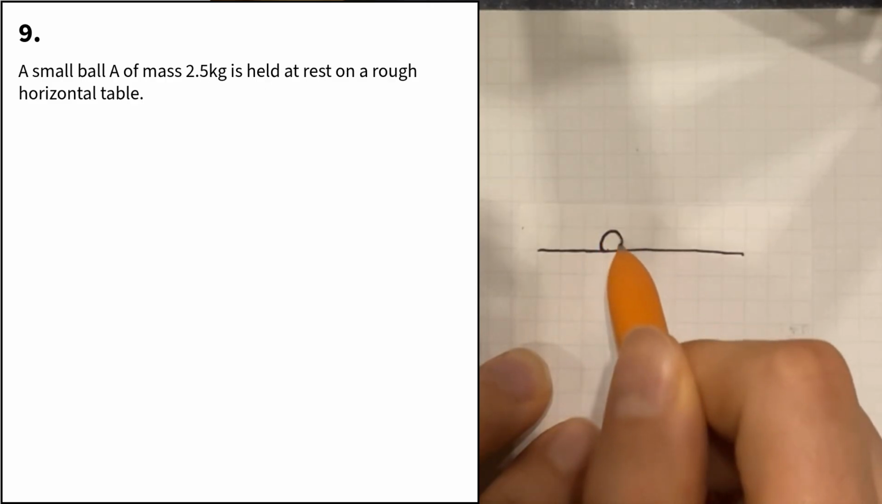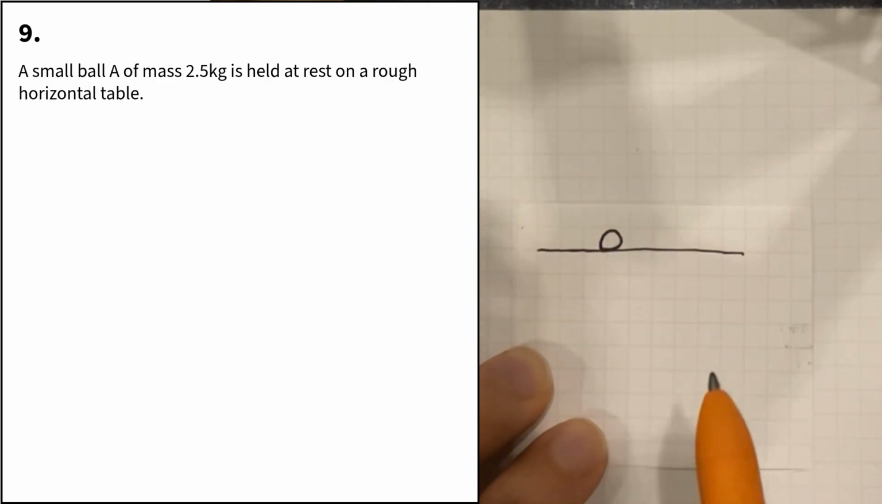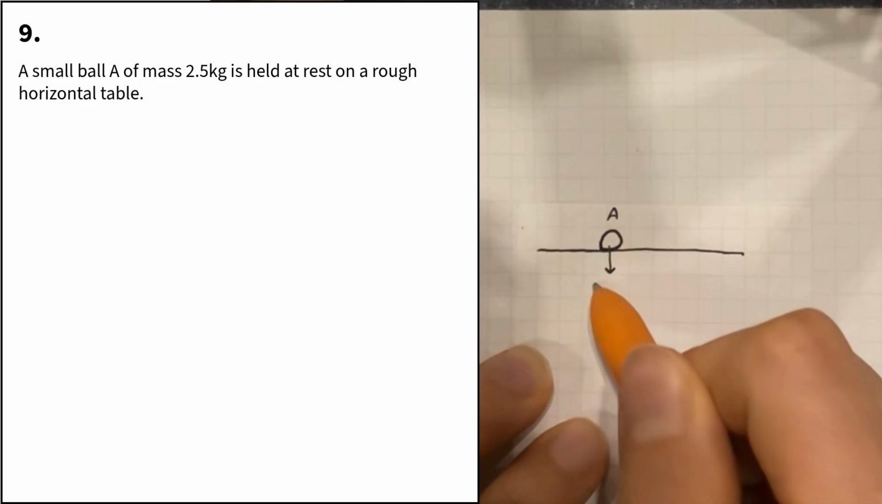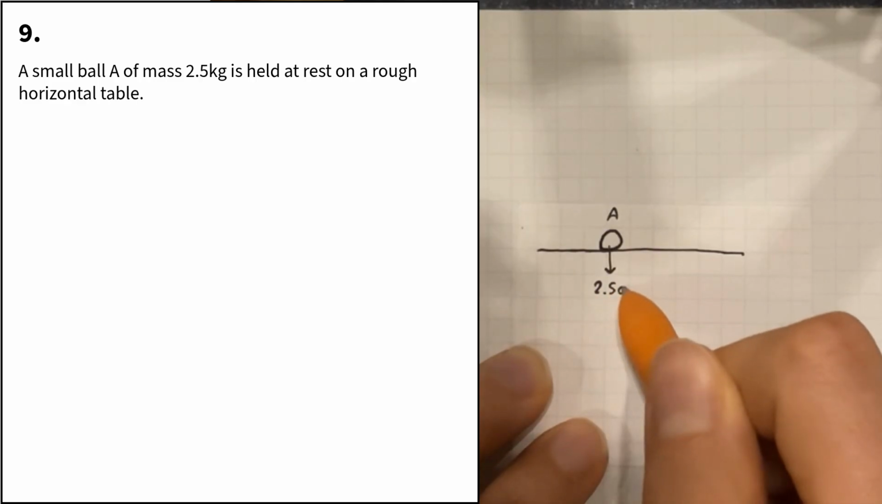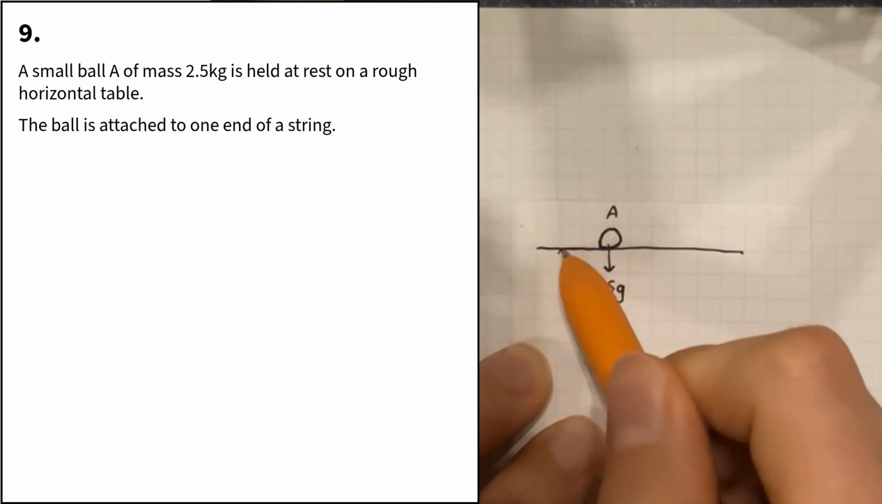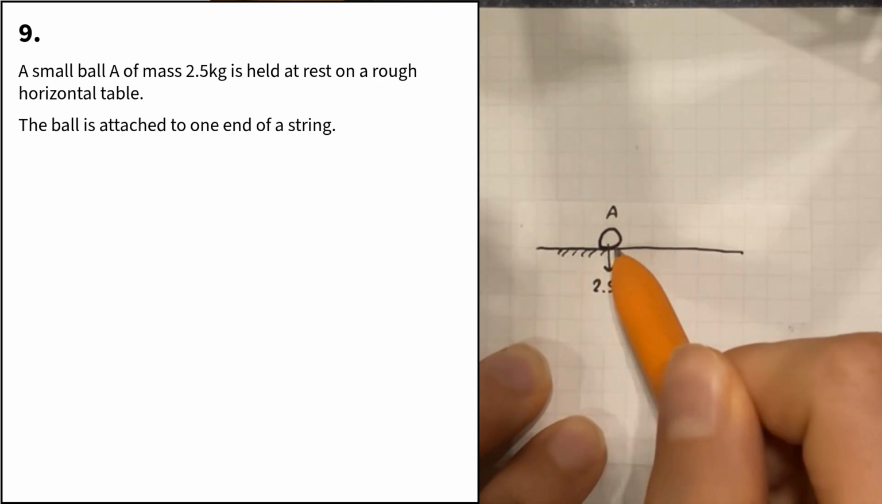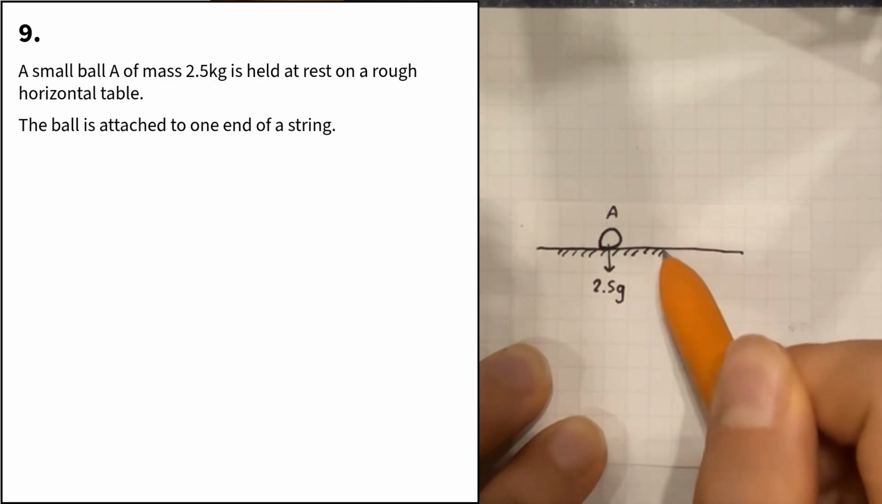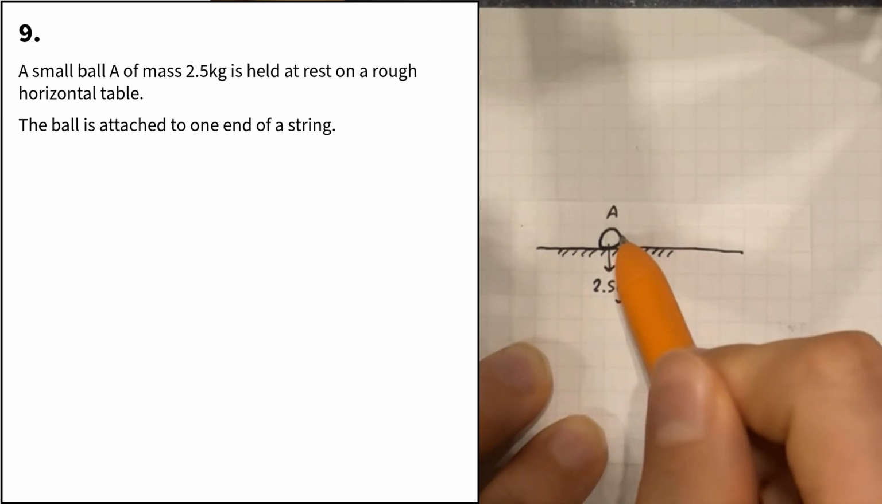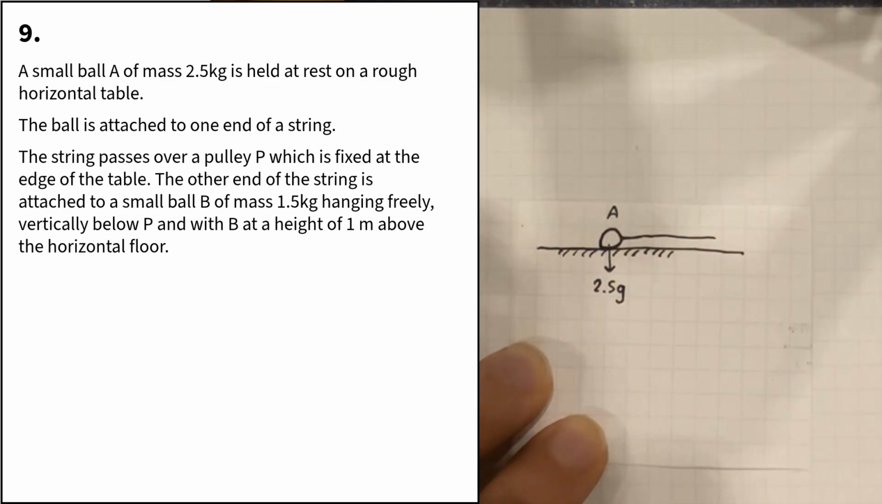So I'm going to draw a horizontal table like this. I'm going to draw the small ball A here, label it A, and I'm going to draw its mass here, so 2.5, and I'm going to do g because then that's its weight, not its mass. Given that the table is also rough, I'm going to add these lines just to remind me. The ball is attached to one end of a string. Okay, I'll draw a string on like this.